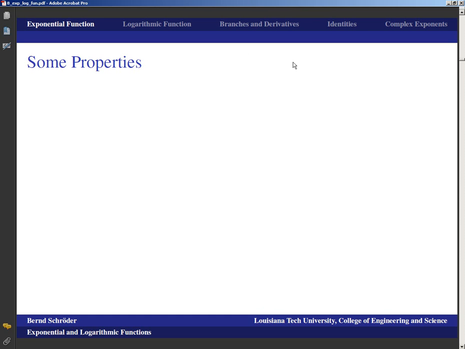There are all sorts of properties that we know the exponential function has on the real line, and so we'd like to have these properties also in the complex plane, and they turn out to also hold. For example, we know how to multiply exponentials. It's by adding exponents. Let's see how that goes with the complex form.